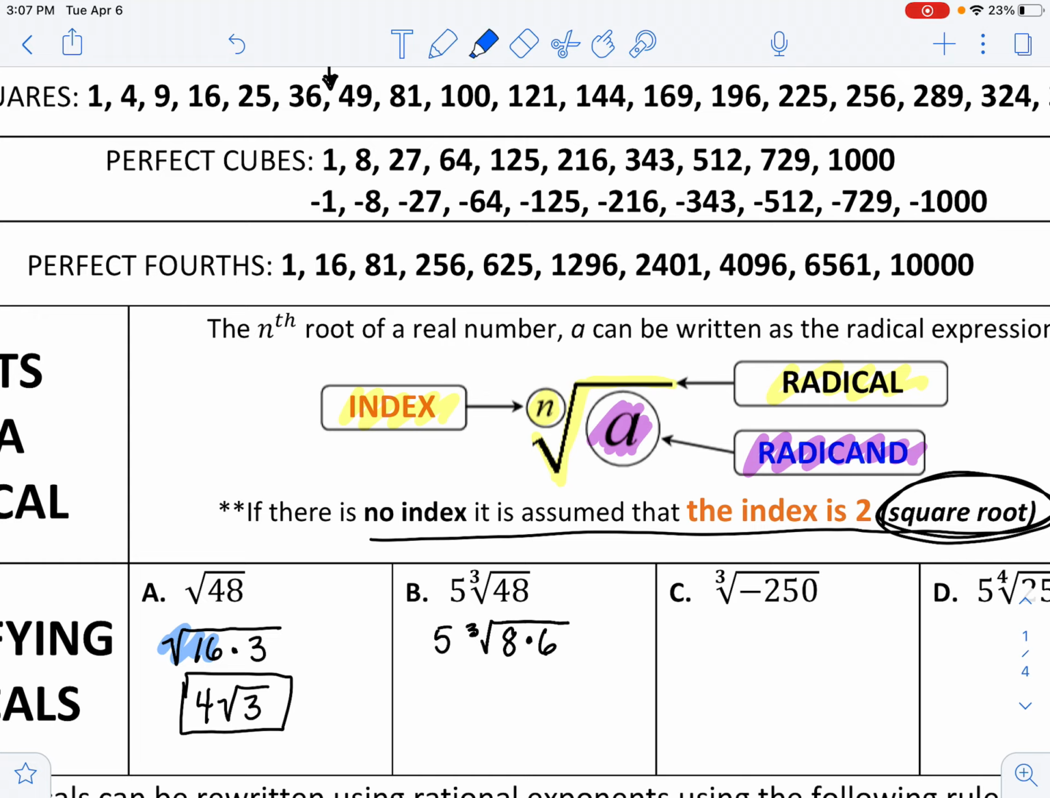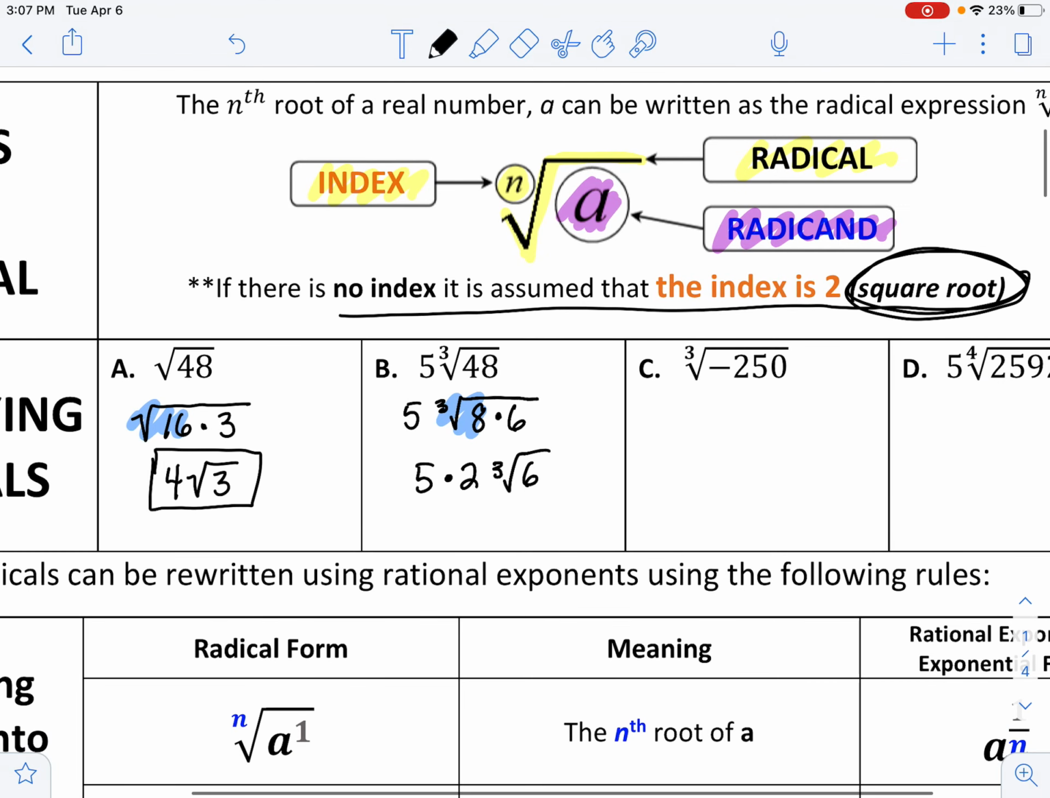And then the cubed root of 8 is 2, so that gets out of the radical, so it's 5 times 2, and then the cubed root of 6. So that final answer would be 10 cubed root of 6. So that is the simplified answer for 5 cubed root of 48.